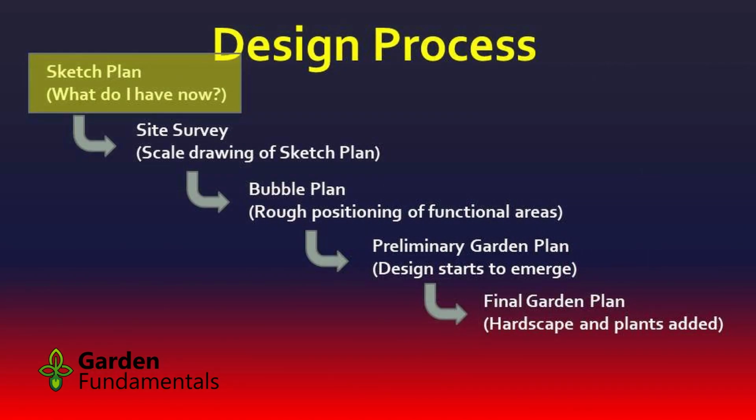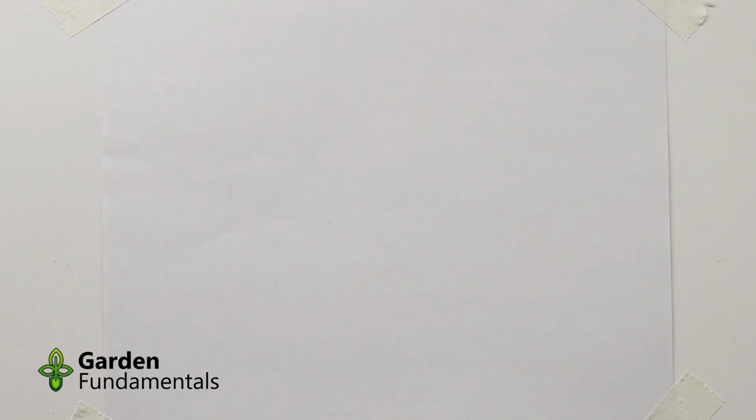This is our design process, and we're in step 1 of that. Create a sketch plan. A sketch plan is a very rough drawing of your garden with all the dimensions put on it. This is really just a tool that will allow us to make a better looking drawing and one that's to scale. So it's a stepping stone towards the final design. Let's make a sketch plan of this garden.